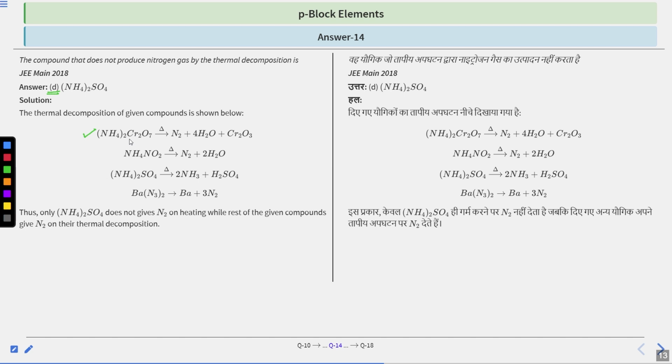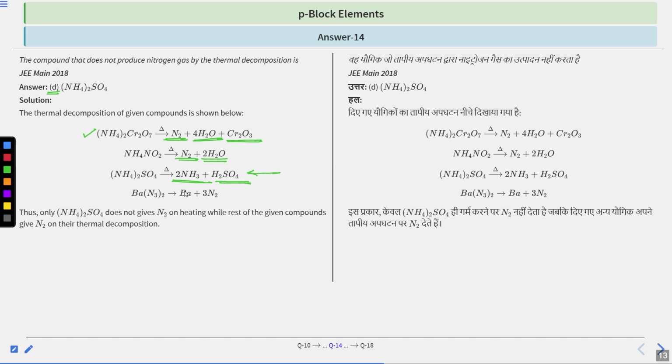For (NH4)2Cr2O7, on thermal decomposition, it will give nitrogen gas plus 4 molecules of water plus Cr2O3. For NH4NO2, on thermal decomposition, it will give an N2 molecule and 2 molecules of water. For (NH4)2SO4, it will give us 2 NH3 molecules and 1 H2SO4. You can see here that there is no production of nitrogen gas.